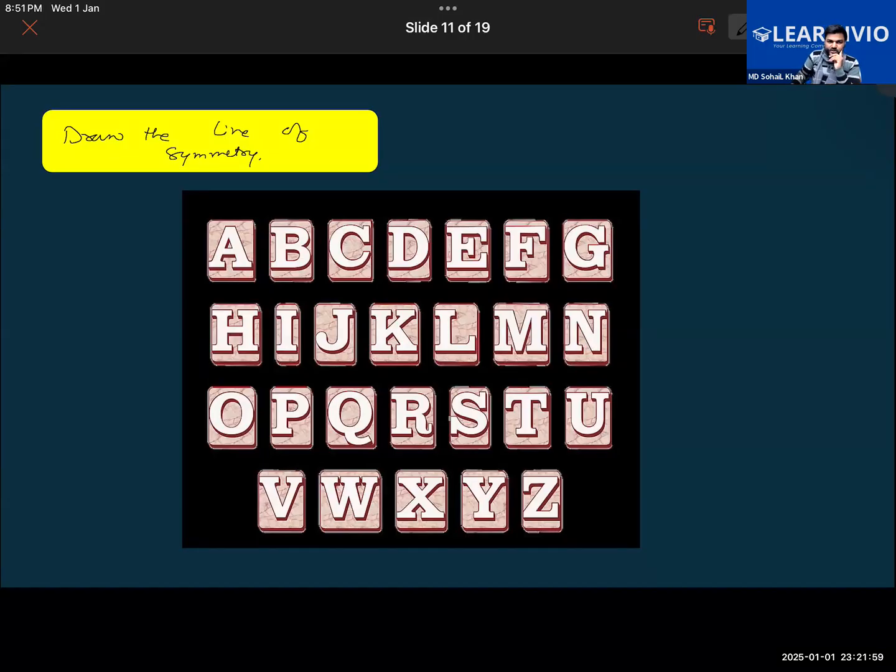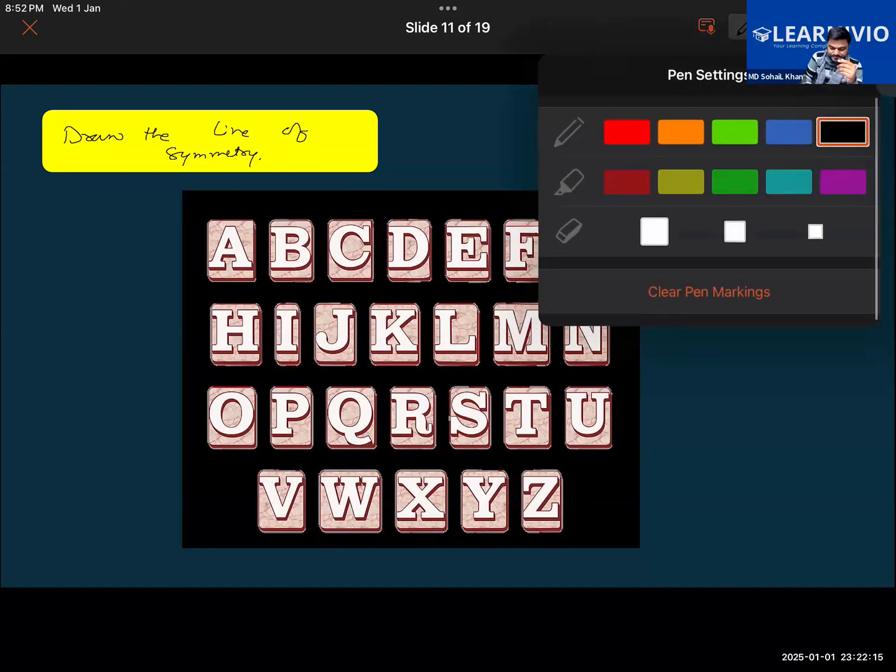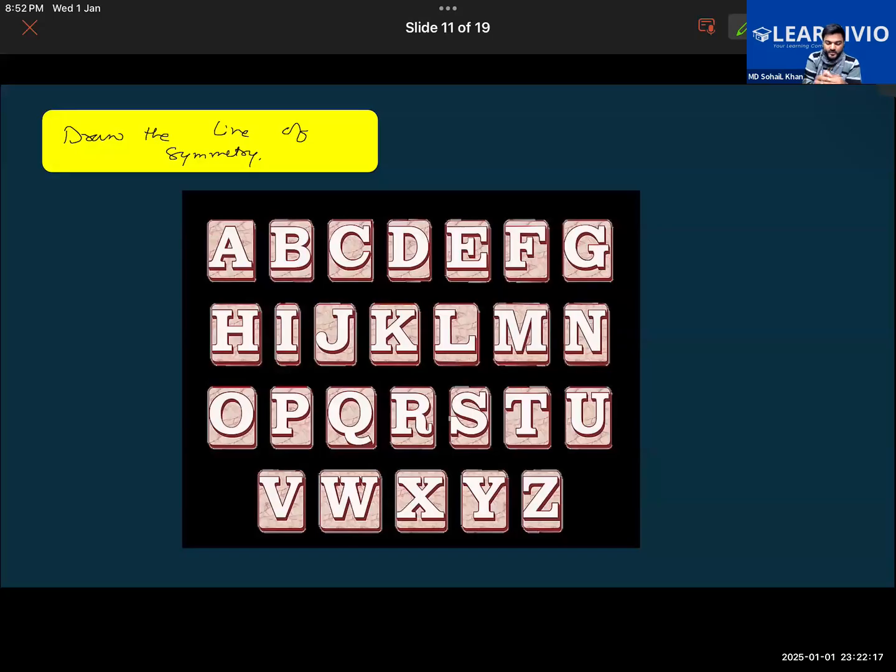Okay, write it quickly. Write it, then we'll be doing it together. Also, while doing it, we will see that some of the alphabets do not show any symmetry. So we'll be marking out those kind of alphabets. Done. Okay. Does A show any symmetry?